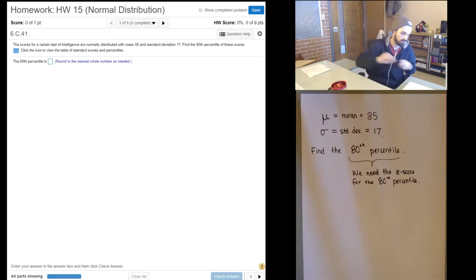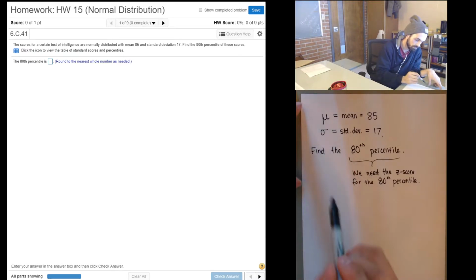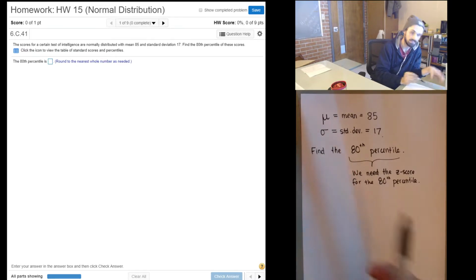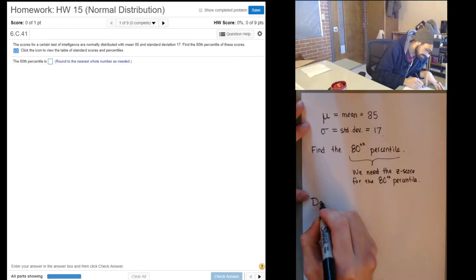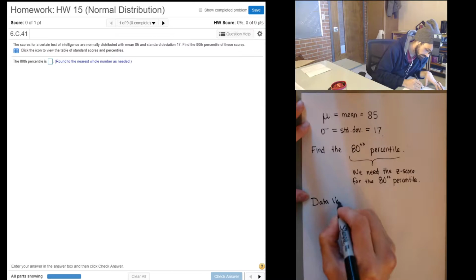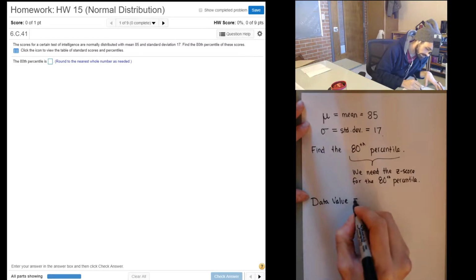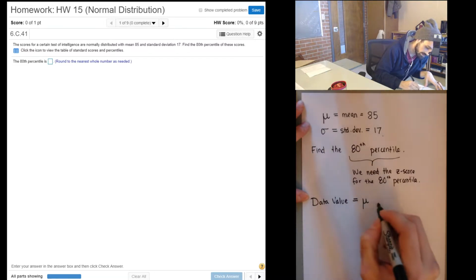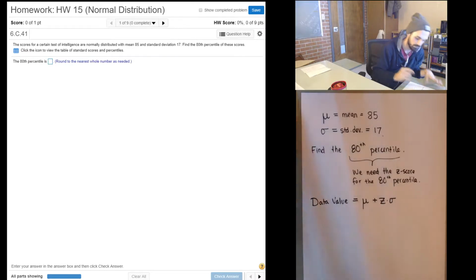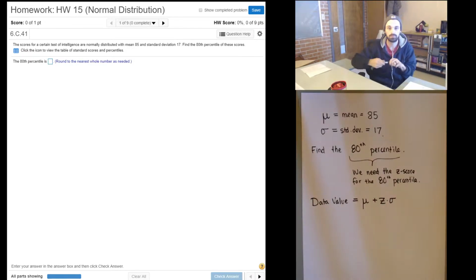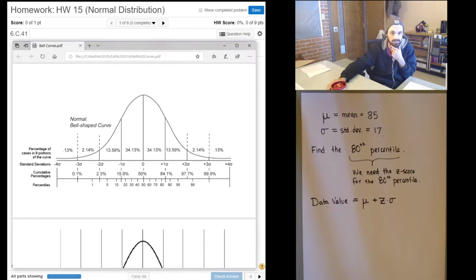Right, so we need a formula, so we'll just go ahead and write it down. The formula we need is data value equals the average plus your z-score multiplied by sigma. So you'll recognize that this does make sense looking at this picture.